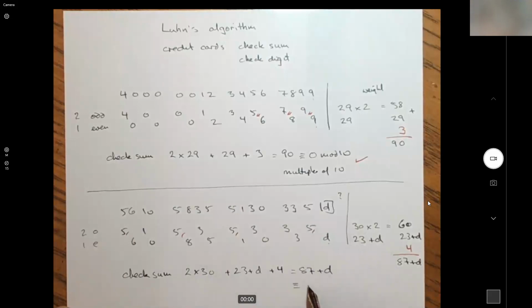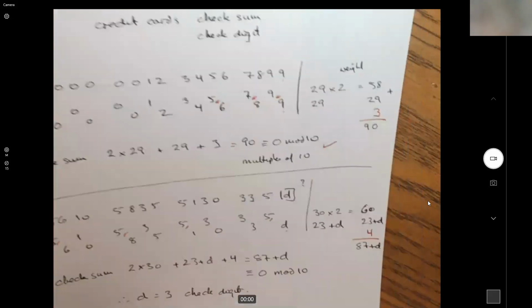And we want that to be congruent to 0 mod 10. What does D have to be? Well, the only thing that can be is 3, because if we add 3 to 87, we get 90, which is a multiple of 10. So D equals 3. And that's our check digit. So quite straightforward.